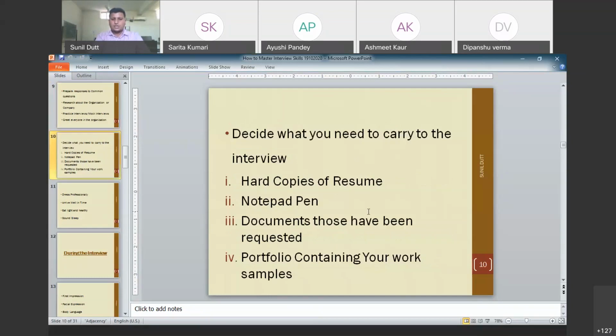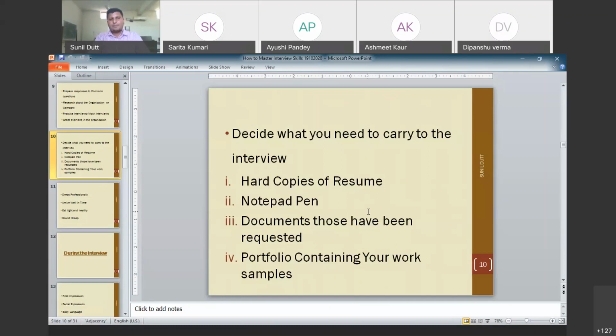Okay, so next, be prepared with what you need to carry along for the interview. These things should be prepared at least 2 to 3 days before the interview, such as hard copies of the resume, because you never know what emergency might happen the other day. There may be a lockdown, there may be another kind of problem, machines may not work, you may not reach on time. So you had better have copies of your resume before you actually go for the interview.